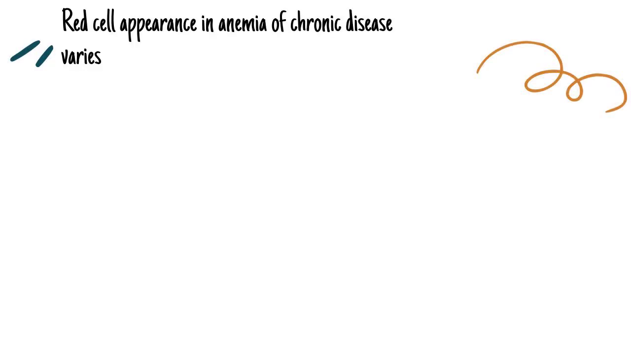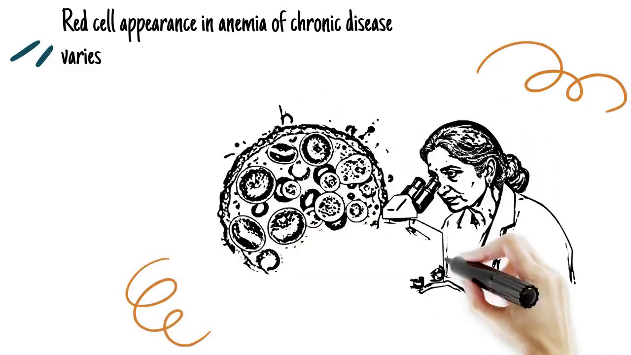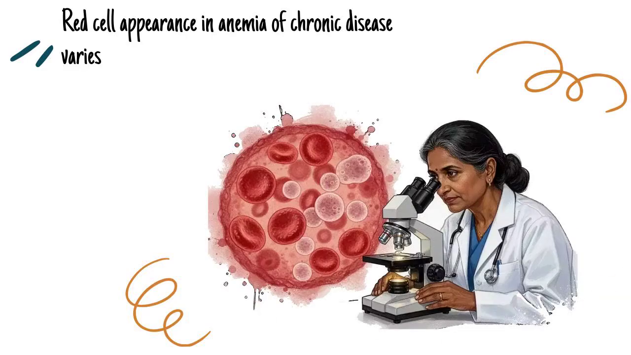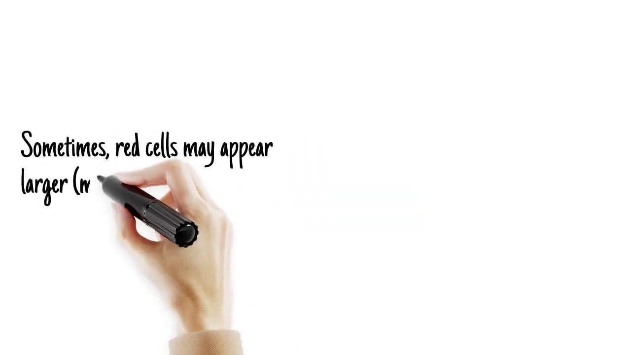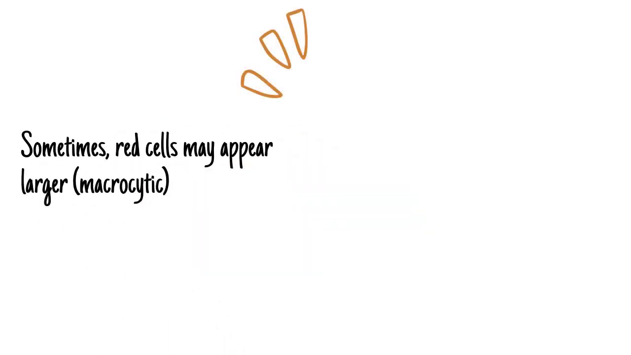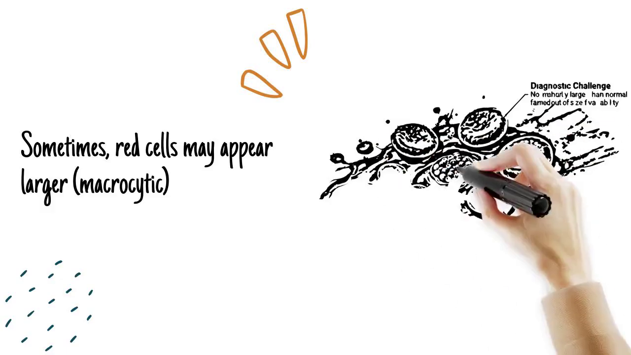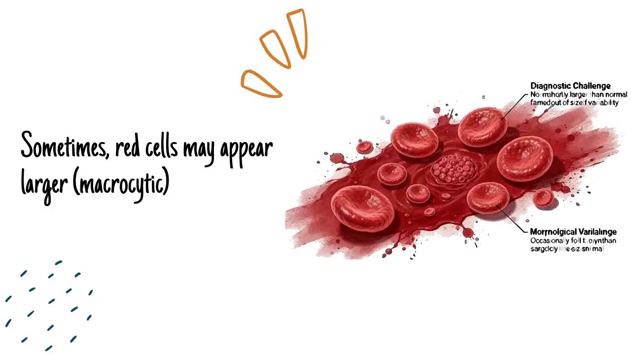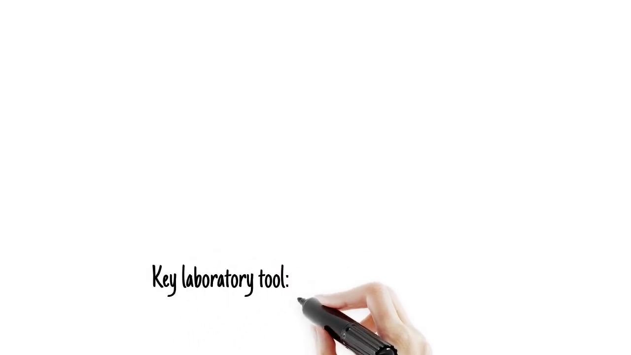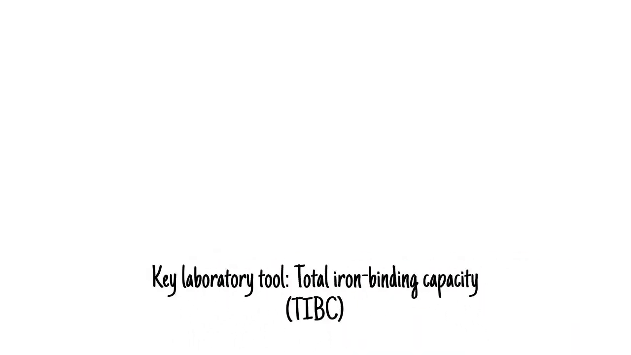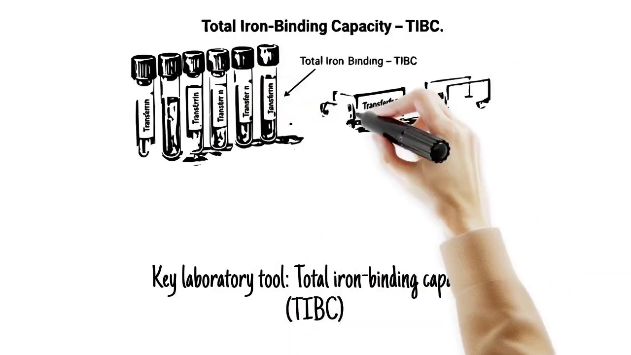But here is the important nuance. They can also appear hypochromic and microcytic, perfectly mimicking iron deficiency anemia on the blood smear. And to add another layer of complexity, they can occasionally present as macrocytic as well. This morphological variability across all three size categories is part of what makes anemia of chronic disease diagnostically tricky and easy to misclassify.